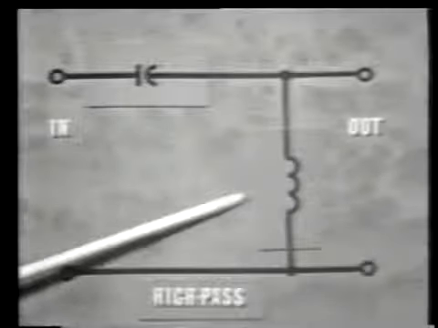Now, the shunt opposition must be minimum at low frequencies to shunt the output voltage, and maximum at high frequencies to develop the output voltage. And this is what the shunt inductor does. So the shunt inductor is always used to pass high frequencies and reject low frequencies. This circuit then is an inverted L high pass filter. It passes high frequencies, rejects low frequencies.